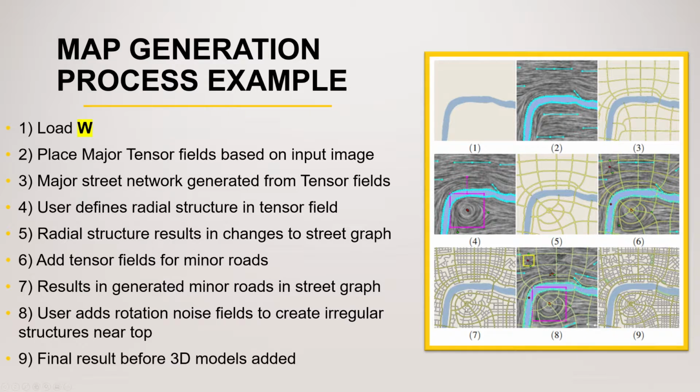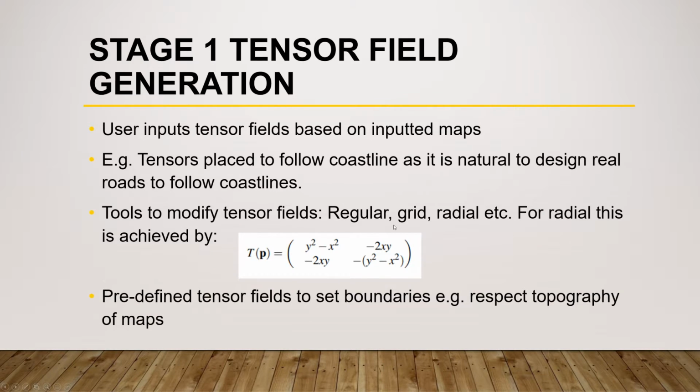Same in the middle circle here, it's a bit empty here, and then after adding noise and modifying the tensors, it looks like this. And step 9 is the final map, and then the last step, I guess, would be to do the 3D models and render in the buildings, but that's not the focus of the research paper. So yeah, there's the 1 to 9, and you get your beautiful map that looks like this. So now let's get into the details of each stage.